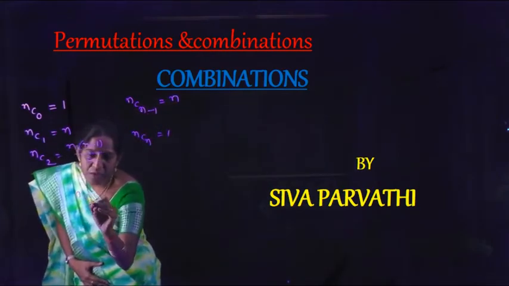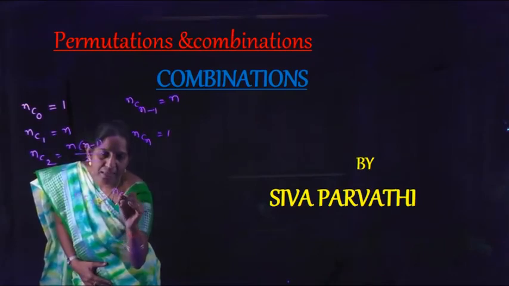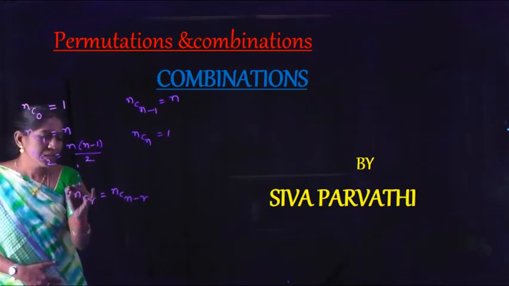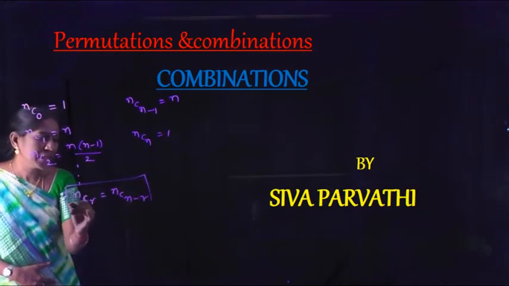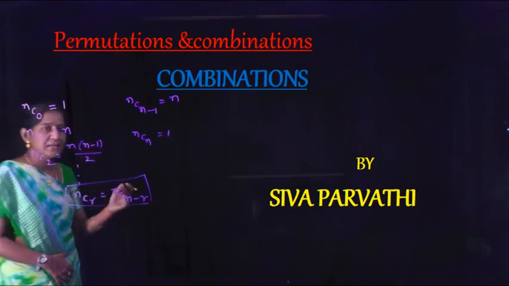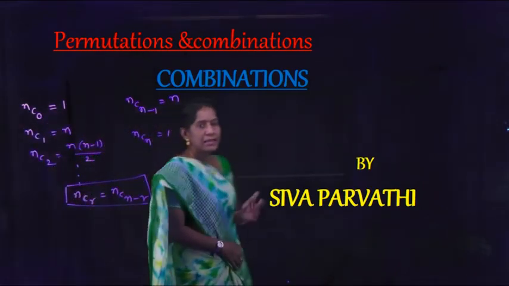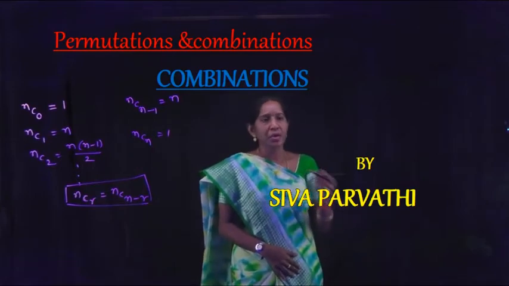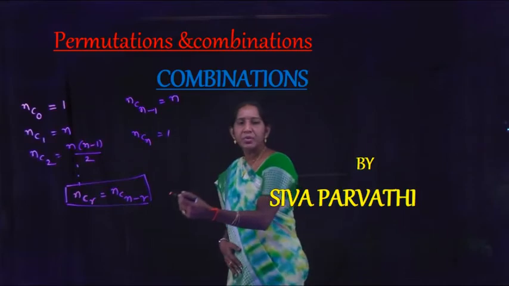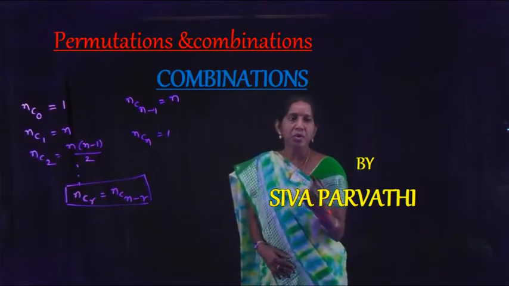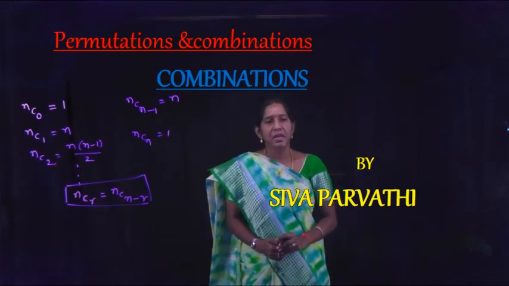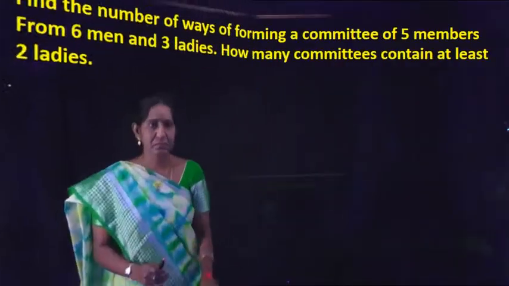Since nCr is nC(n minus r), nC0 is nCn, which is 1, and nC1 is equal to nC(n minus 1), that is n. nC2 and nC(n minus 2) both are n into n minus 1 by 2. Now let us go to the problems.